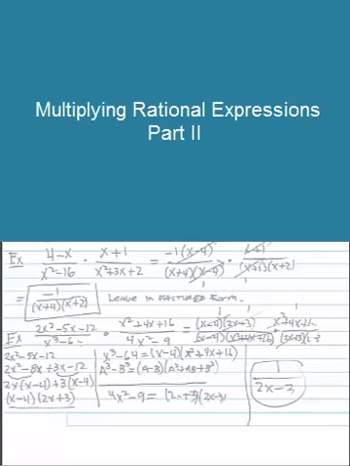And another example, 4 minus x, all divided by x squared minus 16, times x plus 1 over x squared plus 3x plus 2. Alright, when we take a look at the first denominator, we have x squared minus 16. That's the difference of two squares. That will factor as x plus 4 and x minus 4.